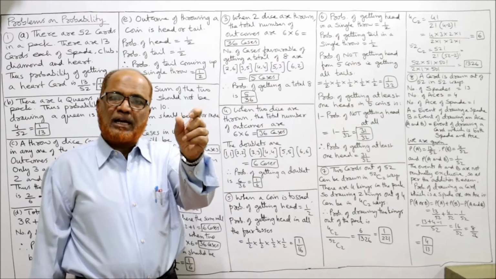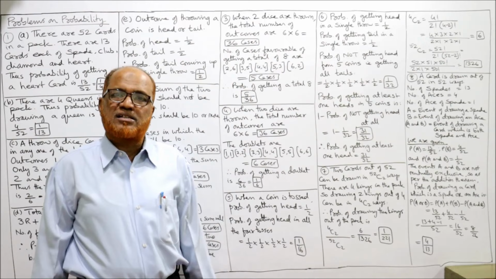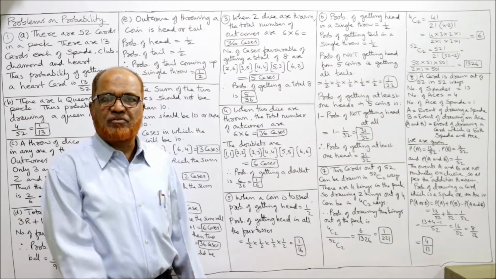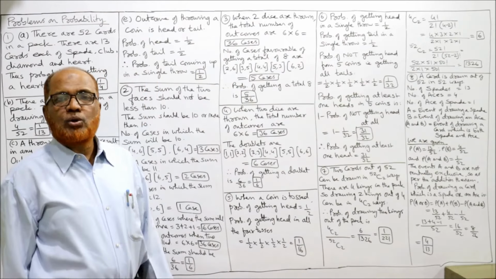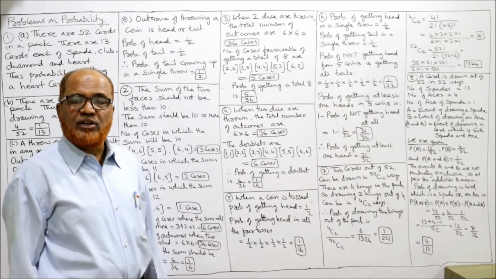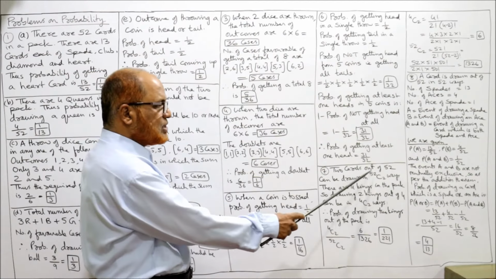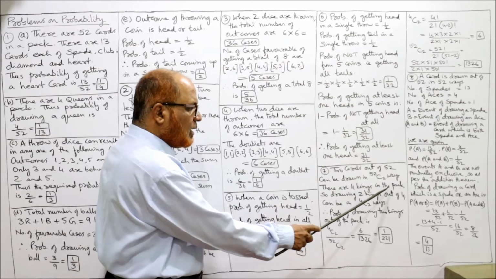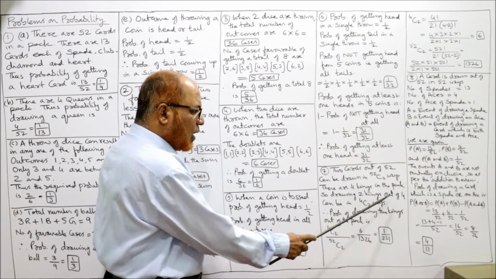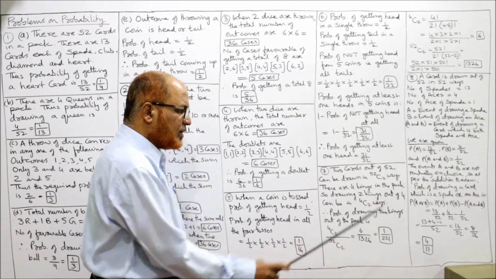n factorial divided by r factorial into n minus r factorial. The same procedure we have to apply here also. तो 2 cards जब draw कर रहे हैं out of 52, तो how many ways? 52 C2 ways. There are 4 kings in the pack. So drawing 2 kings out of 4 can be drawn in 4 C2 ways.